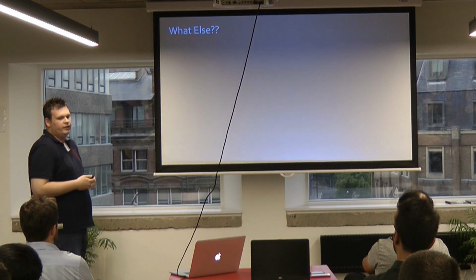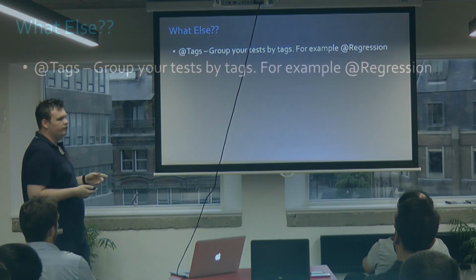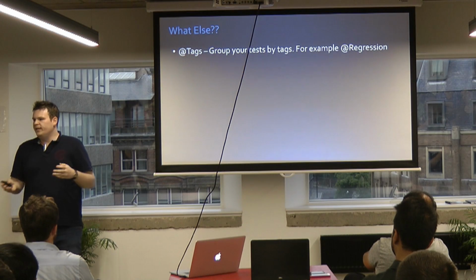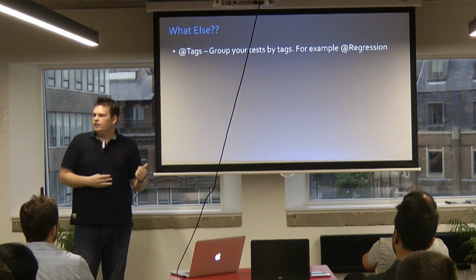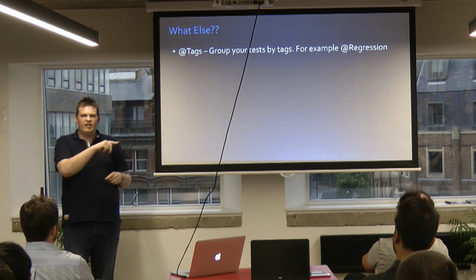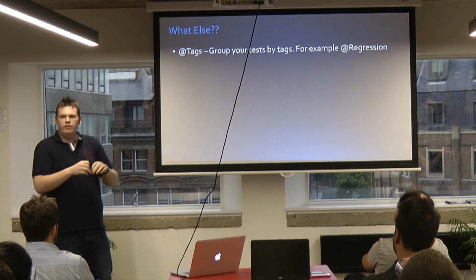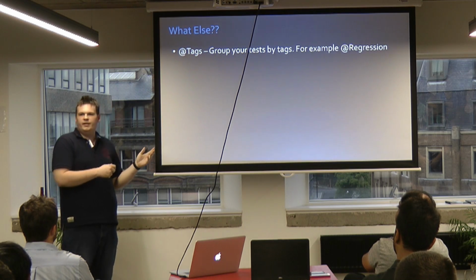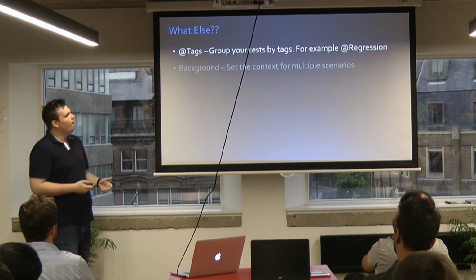So what else? A couple of additional things you can do. Tags. You can put tags on your features and tags on your scenarios. You know when you build an automation pack and you want to organize it? Well, here you use tags to do that. You'll put tag regression or tag smoke test or tag category A, and then you'll run those using the tag. So you're actually putting the grouping in. It's like Twitter, essentially.